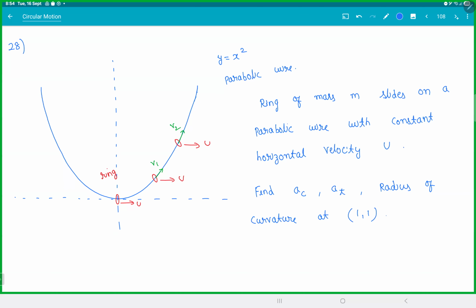Hope the question was clear. You've got a parabolic frame. Someone is pulling this ring in such a way that the horizontal velocity is u. What is the actual speed of the ring? We don't know.